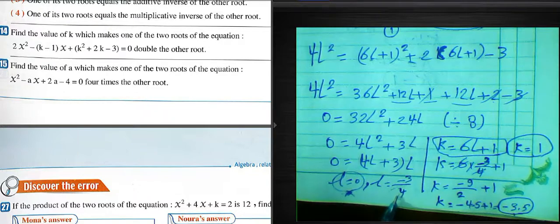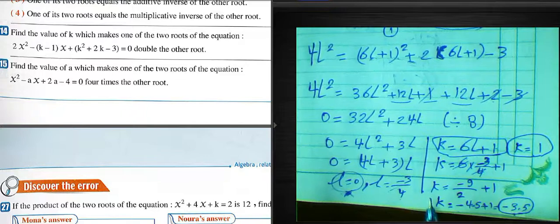We find the result about L: 0 or negative 3 over 4, and in the last step we can find the value of K by putting the values of L. If we put L equal negative 3 over 4, K will be negative 3.5, and if we put L equals 0, K will be 1.